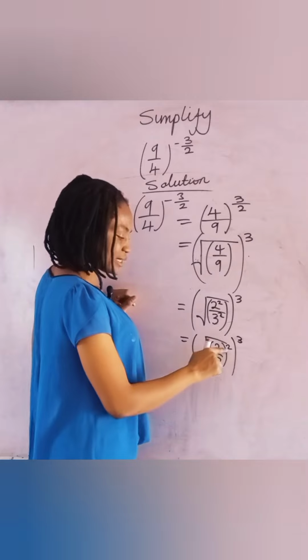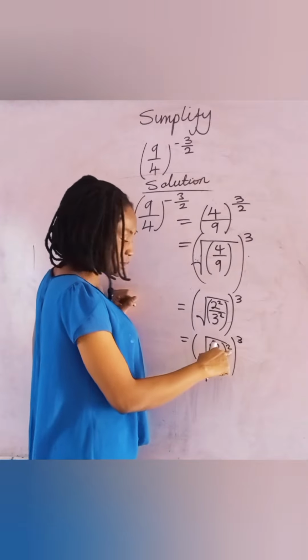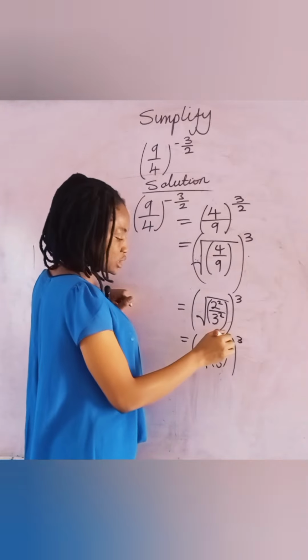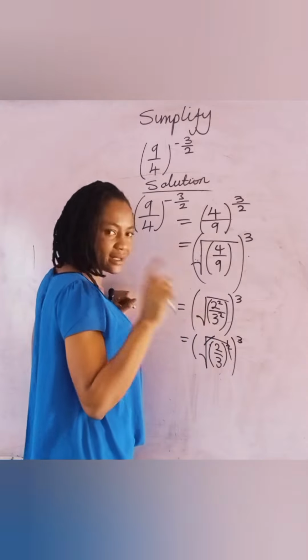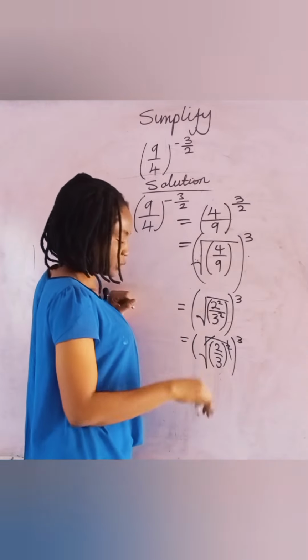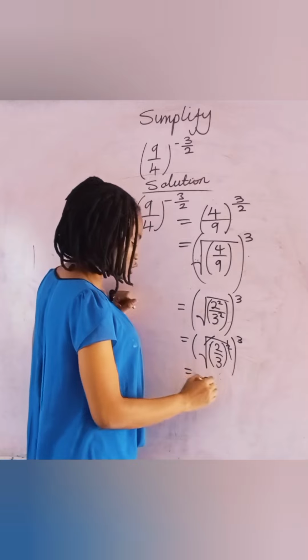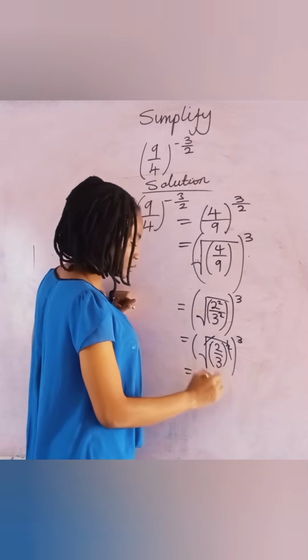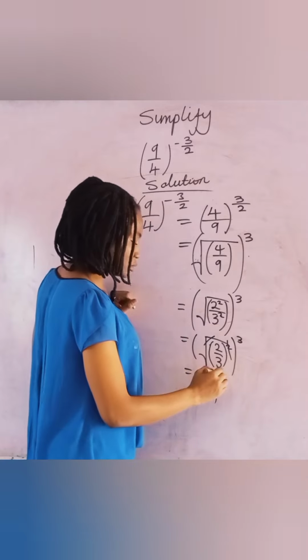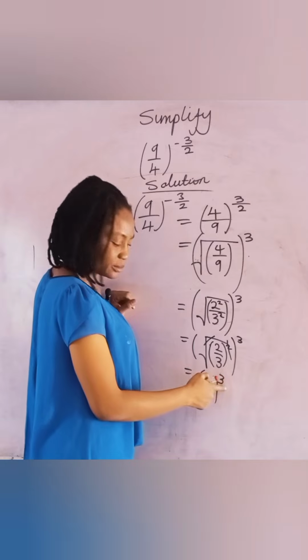Now, looking at this, you can see that this is square and this is square root. So the square and the square root will cancel themselves. Then what we are left with? We are left with 2 over 3, all to the power of 3.